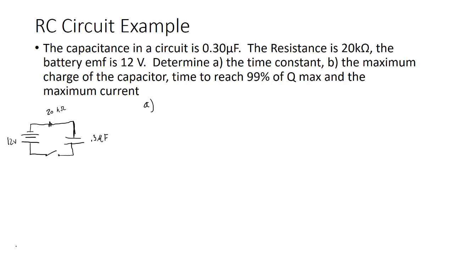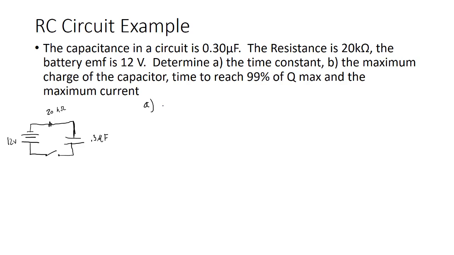In this problem, we're going to look at an example RC circuit. This one's pretty simple. It just consists of one resistor, one capacitor. If we had multiple things, we'd have to use equivalent resistance, equivalent capacitance. But we've got a 20 kilo ohm resistor and a 0.3 microfarad capacitor hooked to a 12 volt battery.